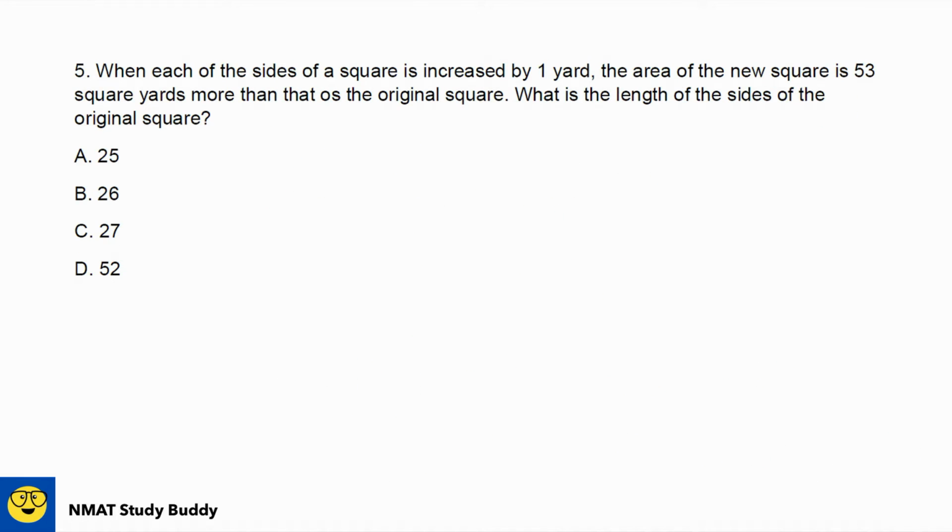Number 5, when each of the sides of a square is increased by 1 yard, the area of the new square is 53 square yards more than that of the original square. What is the length of the sides of the original square? So, kung meron tayong square, ito yung original square natin, and yung measure ng side niya will be represented as S. So, yung area ng original square is equal to S times S or S squared.